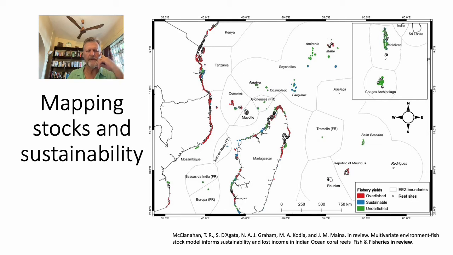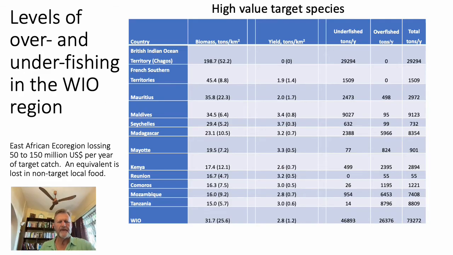And here what you're seeing is estimates of sustainability at 5 meters depth in the Western Indian Ocean, and you can see large amounts of the African coastline are not sustainably fished, and those areas that are often remote from people. These are some examples of actual numbers of the high value target species, the things you could sell in a marketplace. And in general, you can see that, for example, the East African ecoregion is probably losing $50 to $150 million per year due to the loss of around 27,000 tons per year due to overfishing.